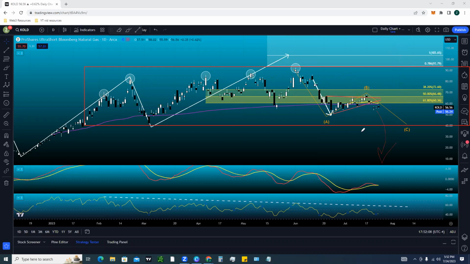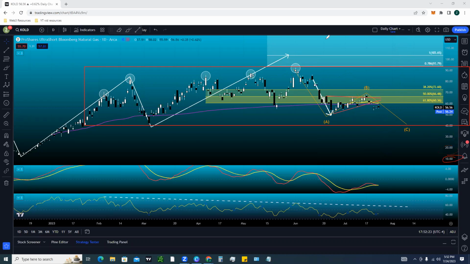And so if we do get some of these bigger moves in natural gas, KOLD is going to pay a lot, if you're an options trader, right? Because we're either going to be looking at a big trade to the downside, and we could see this thing head back down to the 30s, 20s, even the 10s, right?